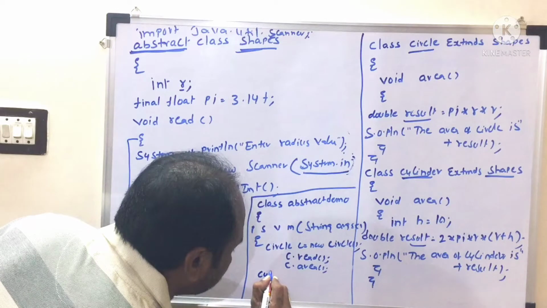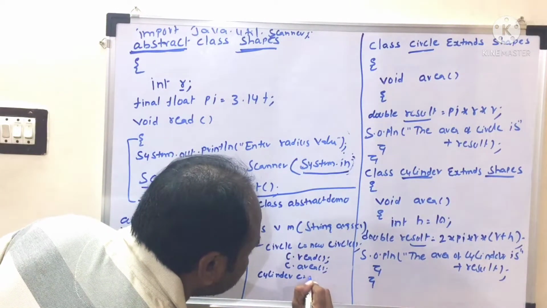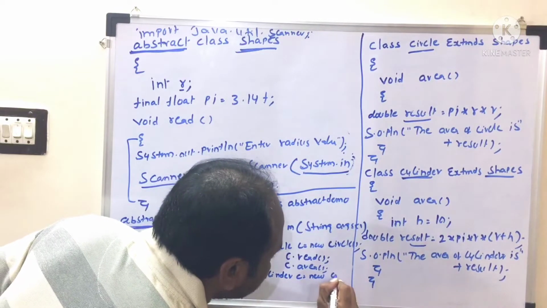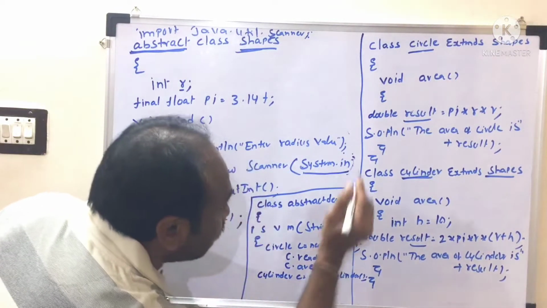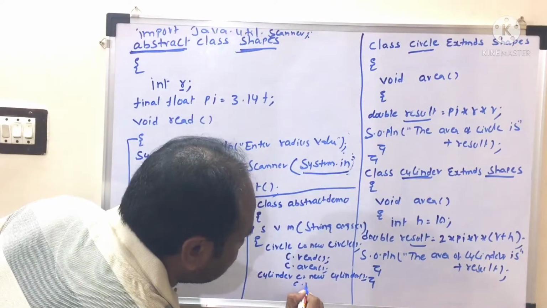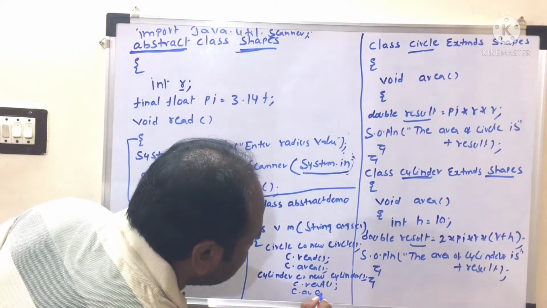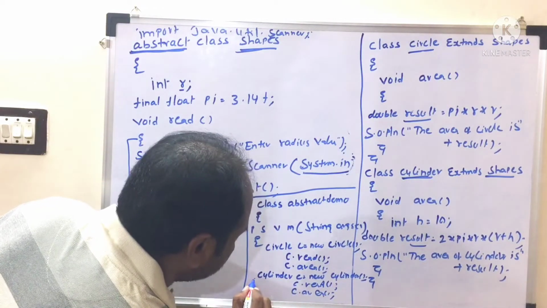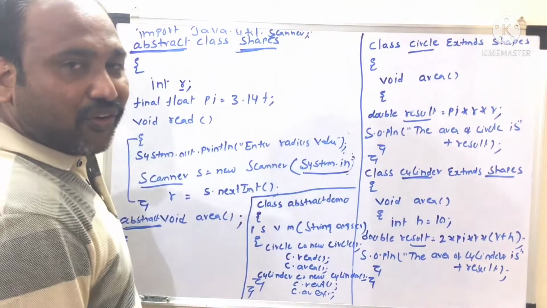Next, in the same way, cylinder class data. Create an object of the Cylinder class. Cylinder c equal to new Cylinder. First I have to call c dot read, c dot area. Main close, class close.